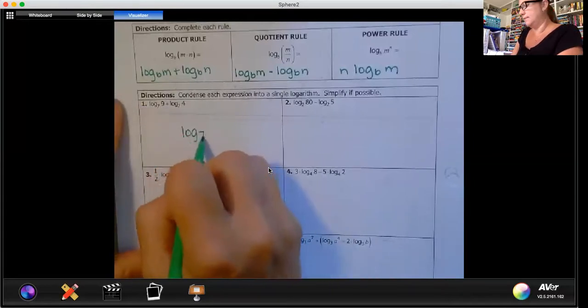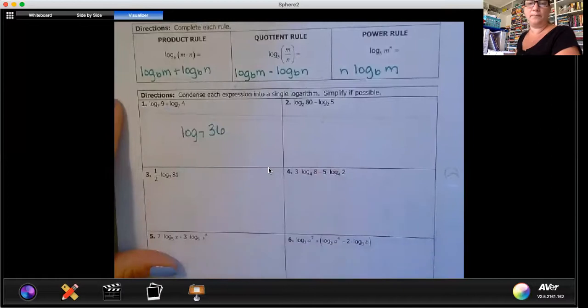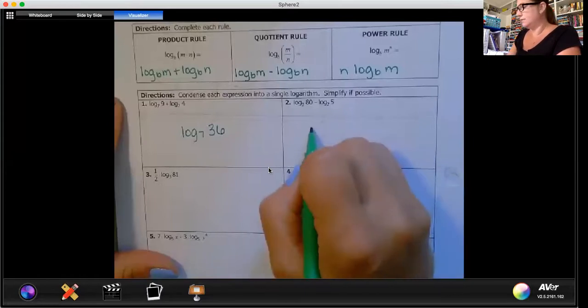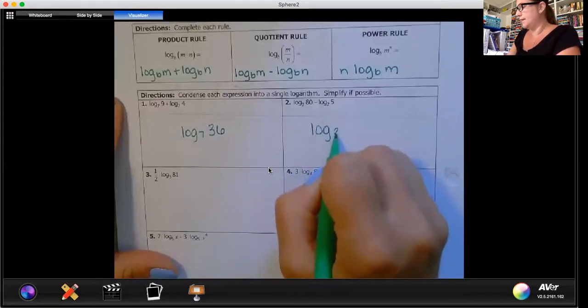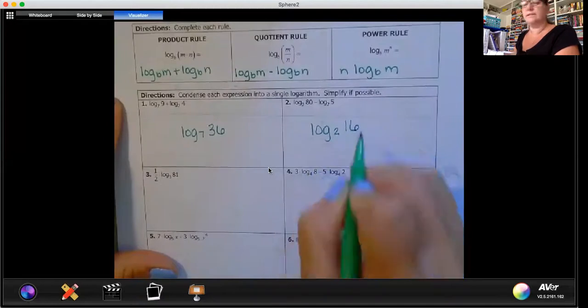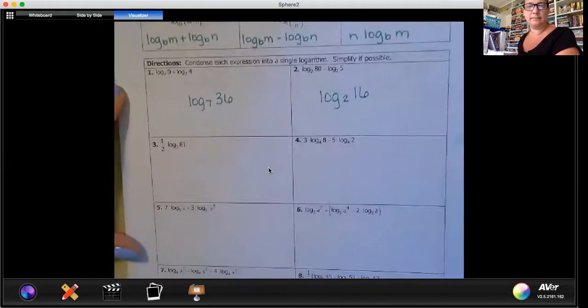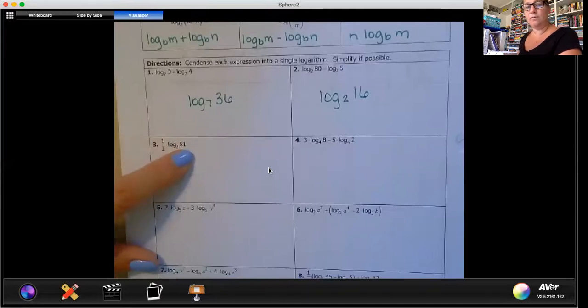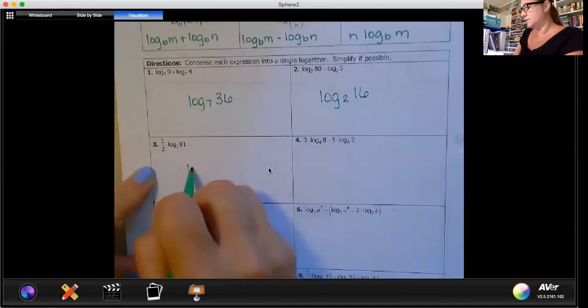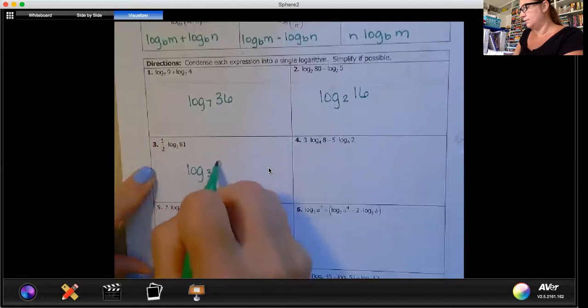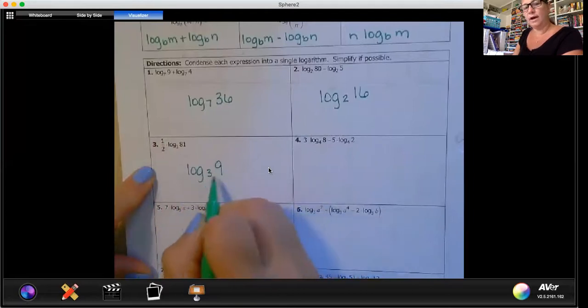Log base 7 of 9 times 4. Number 2, subtraction implies division. Log base 2 of 80 divided by 5, which is 16. Coefficient becomes the exponent. 81 to the 1/2 power is the square root of 81, which is 9. And we're going to talk in just a minute about what happens when these numbers are compatible.